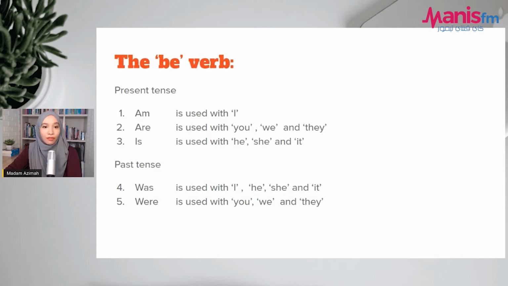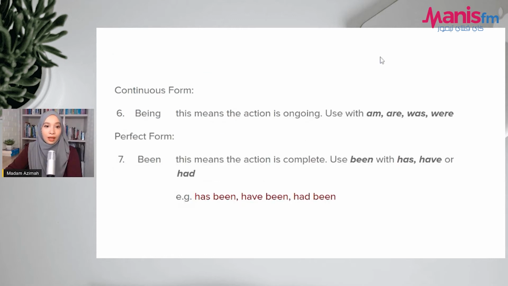Okay, so we've covered five types of the be verbs. All right. The 6th one is used in the continuous form. So B-E-I-N-G, this means the action is ongoing. So B-E-I-N-G is used with am. So it's am being, I am being. Are being. Was being. And were being. Okay. I want you to memorize this.